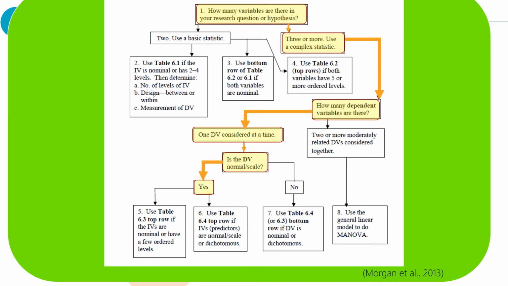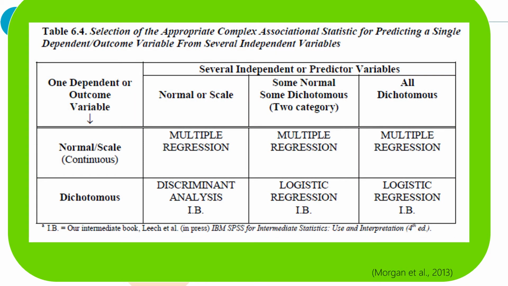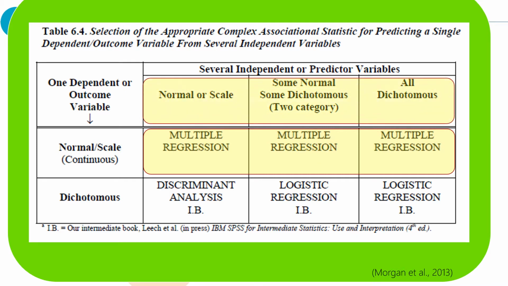We are led to reference table 6.4. This table demonstrates that for a normally distributed or scale-dependent variable, we can utilize multiple regression. Notice that our predictors or independent variables may be normal, dichotomous, or a combination of the two.